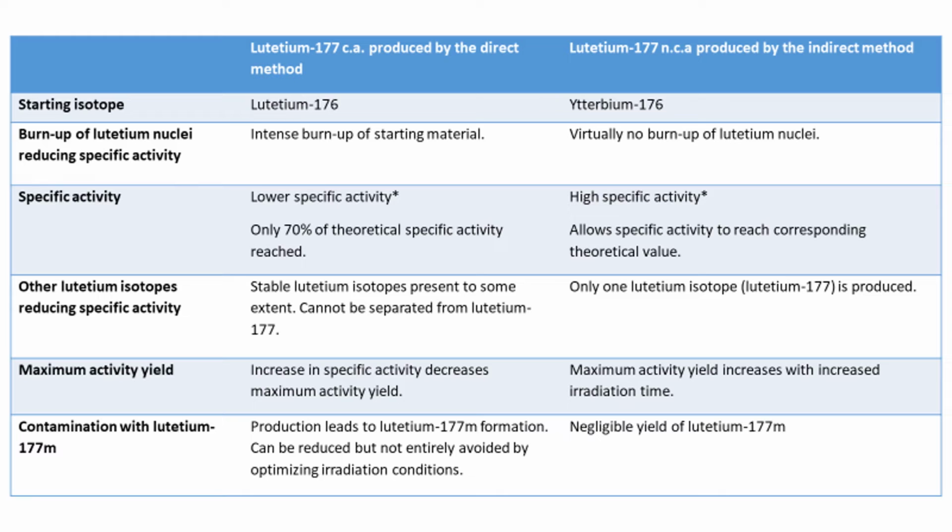So here is a very complex table that you can pause and look at if you are interested in this more specific information, but it definitely says that there is a maximum activity yield for lutetium carrier added, whereas lutetium-177 non-carrier added definitely doesn't have a threshold. There is only one lutetium isotope in lutetium non-carrier added, where there are many in carrier added. High specific activity for non-carrier added, lower specific activity for carrier added.